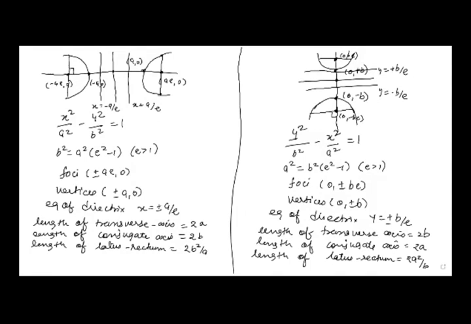Here the intersection of transverse axis and conjugate axis will be origin. So you can see that my focus will be either on x-axis or on y-axis. That is, my transverse axis will be either x-axis or y-axis. We do have hyperbolas whose transverse axis and conjugate axis are not our coordinate axes, but we will deal with that type of hyperbolas in higher classes.